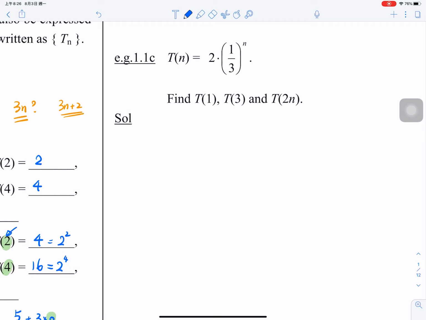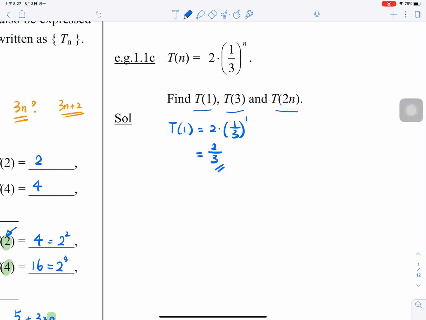Tn equals 2 times 1 over 3 to the power n. This one, power n only for 1 over 3. Ask you to find T1, T3, and T2n. Let's see. T1, easy. 2 times 1 over 3 to the power 1. So this one, 2 over 3.